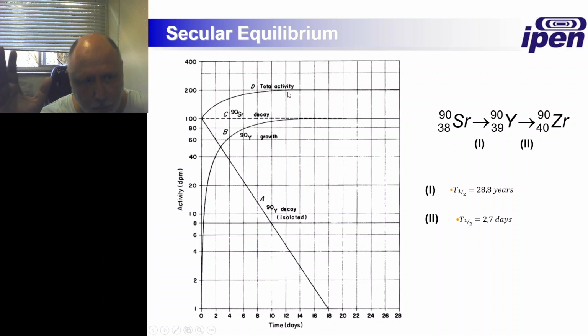You had a sample, 100 becquerels, left there in the closet for a month. When you look again, you have 200 becquerels. Activity has just been created by itself. Yes, it has. Okay, that's the nature of equilibrium.